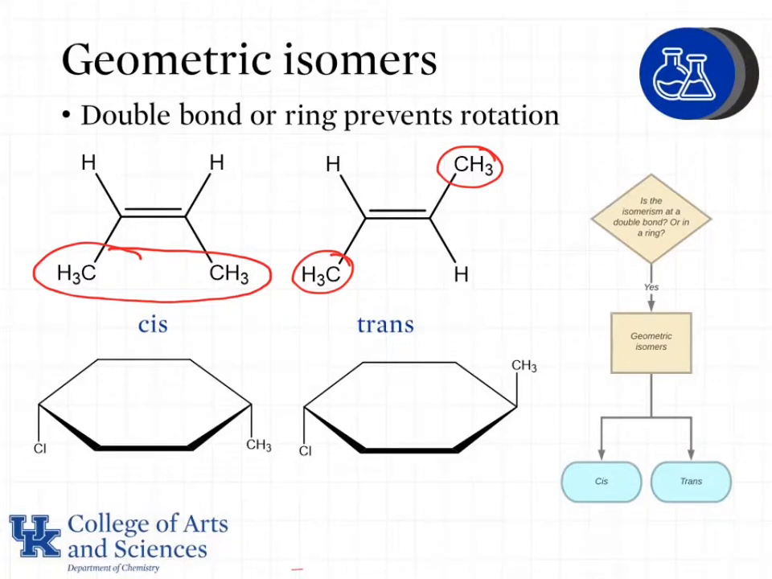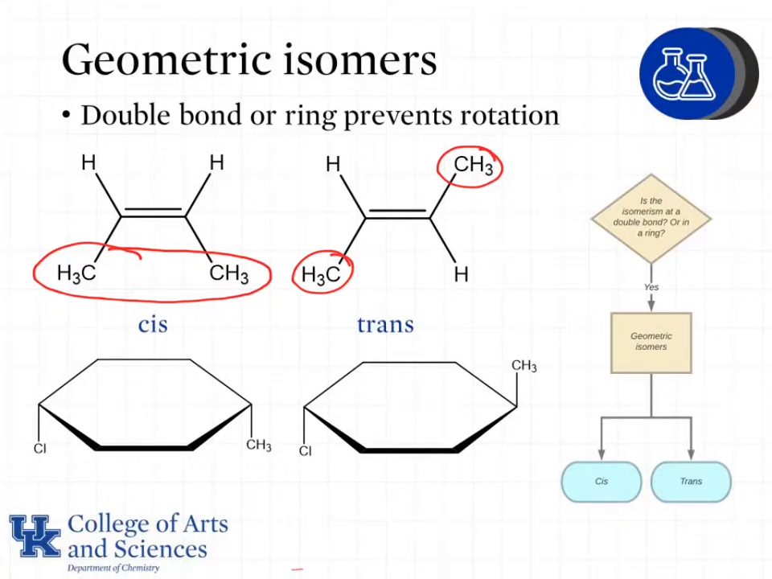Unlike a single bond, the double bond prevents that free rotation that occurs when we have single bonds. The double bond locks us into a specific orientation, therefore molecules will be locked into either the cis or the trans orientation. The same thing occurs in a ring. When a ring forms, the bonds in the ring, although they're single bonds, are limited in their rotation. They cannot freely rotate as they can in a chain compound.